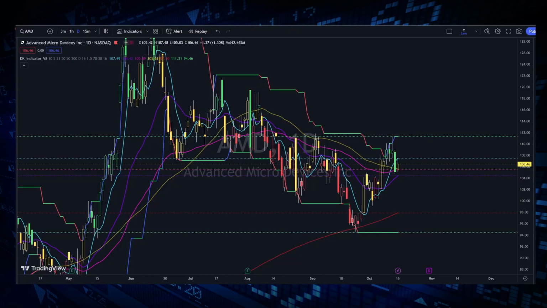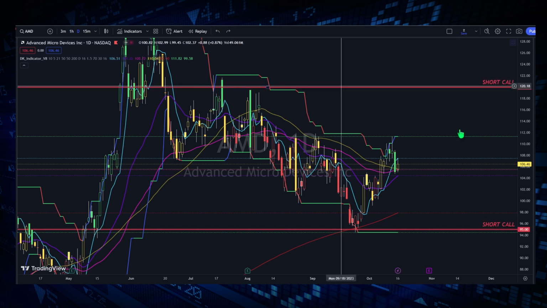The last thing I like to do when entering a trade is to plot a reminder for me on the chart. I will place a note here on the chart denoting my short strikes. We can see our short call is at 120 and our short put is at 95. Well, that is the trade for today.